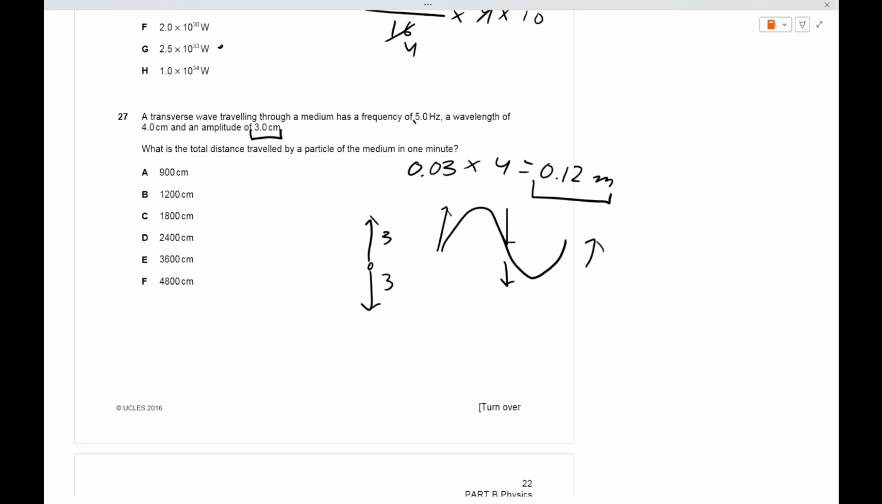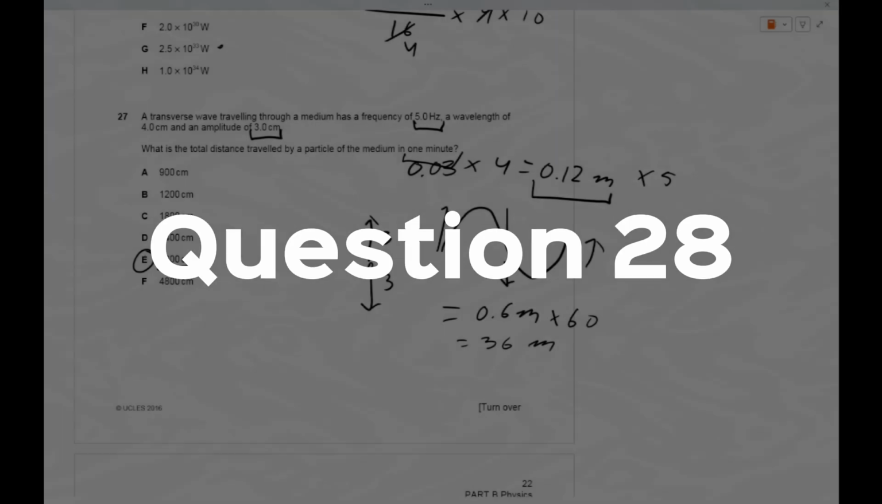Because the frequency is 5, you know that it does 5 oscillations per second. So we times this by 5. In that case, we will get 0.6 meters. And we know that it's going to be 1 minute, which has 60 seconds. We do 0.6 times 60, we know that it's going to be 36 meters. And that means there's going to be 360 centimeters.